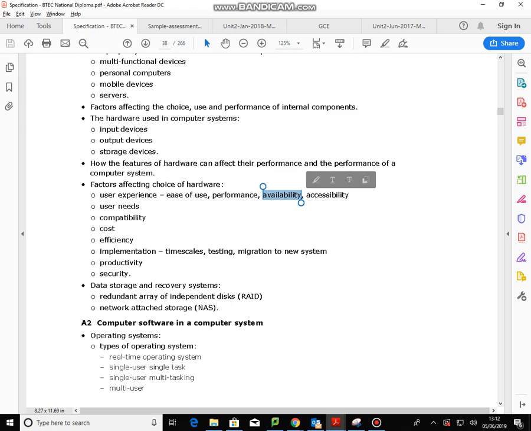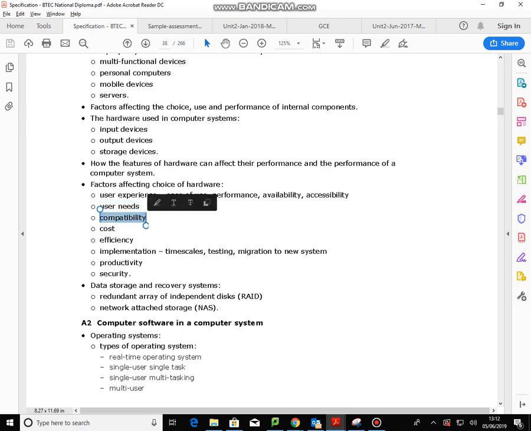Accessibility, if the person has any disabilities or anything like that in terms of being able to use it. And then the needs of the user. Again, do they need to use it for graphical processing, in which case they might need a lot of processing power? Do they need to use it just for Word document, in which case they probably just need to type, so they wouldn't require as much processing power or likewise RAM.